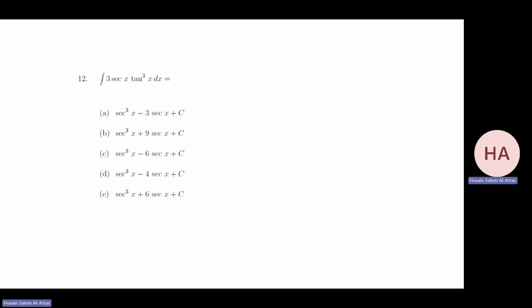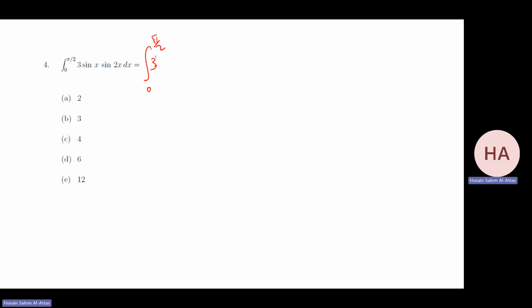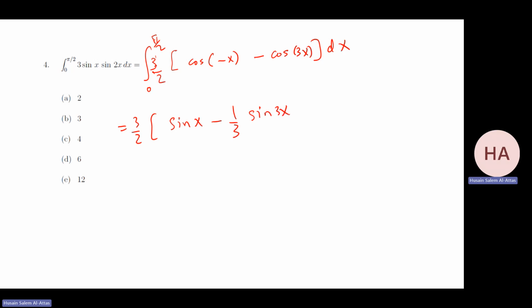So it's a minus sign in the middle, not a plus sign. That will be cosine of the difference, which is minus x, and that will not make a difference, minus cosine 3x dx. Don't forget the 1 over 2. Cosine of minus x is cosine x. So it will be sine x minus 1 over 3 sine 3x, from 0 to pi over 2.